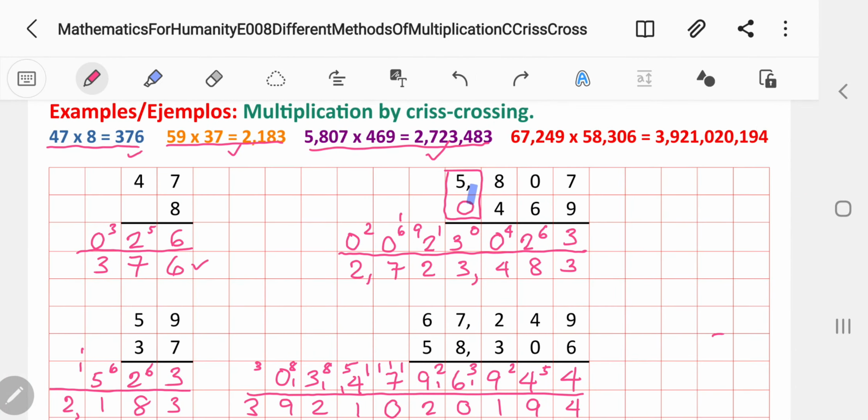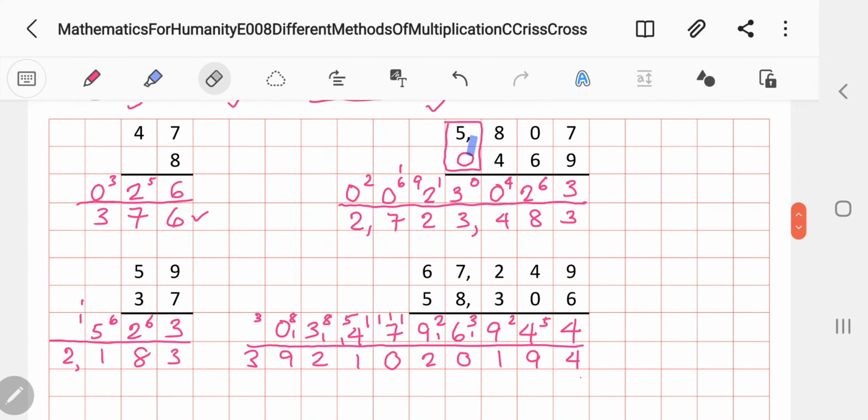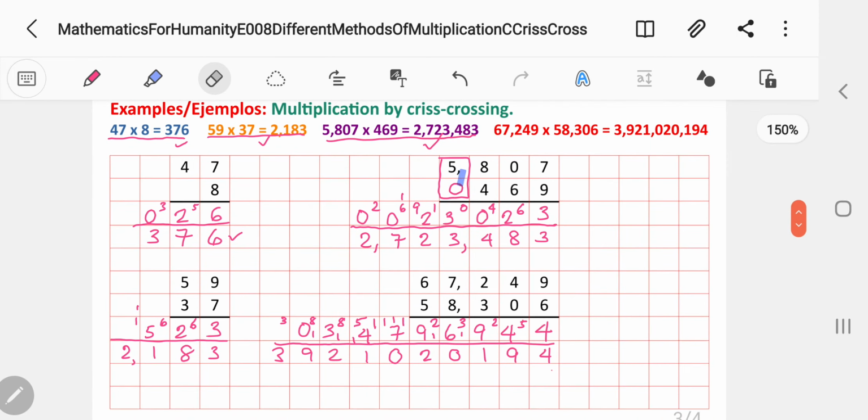So I'll put a comma here. So that's 3,921,194. So that's correct here. So that's how you do multiplication by crisscrossing.